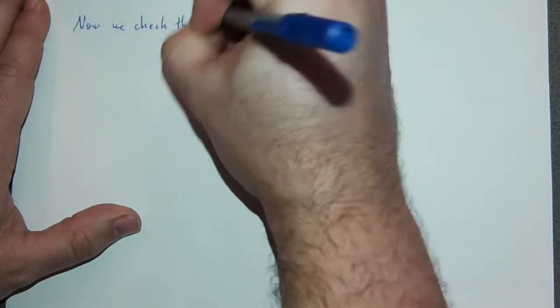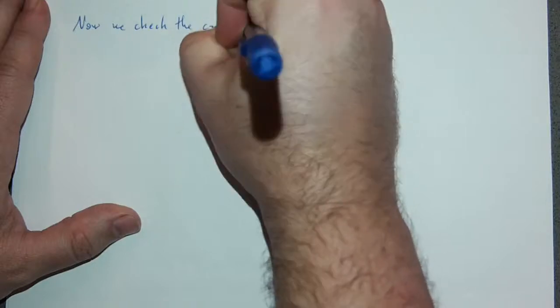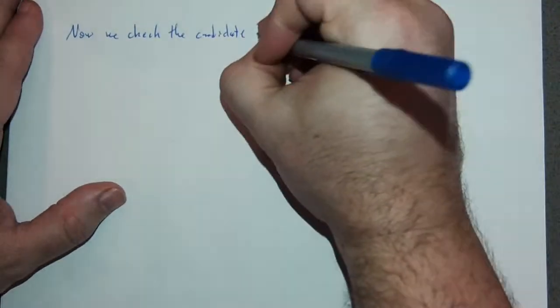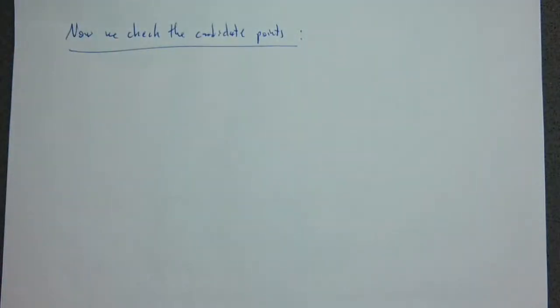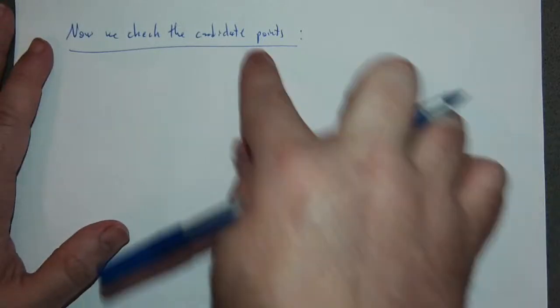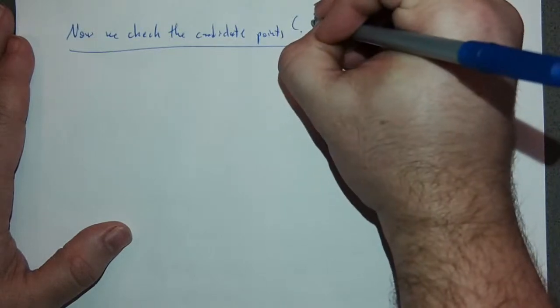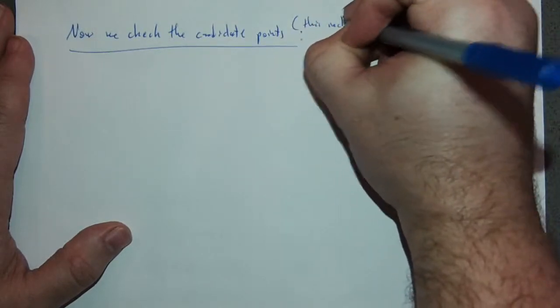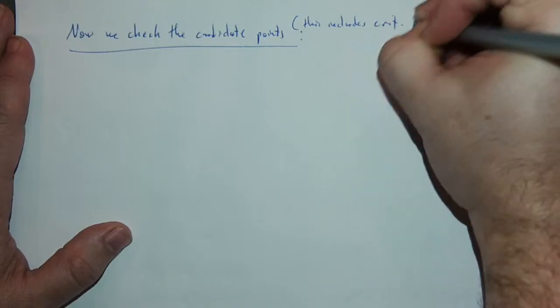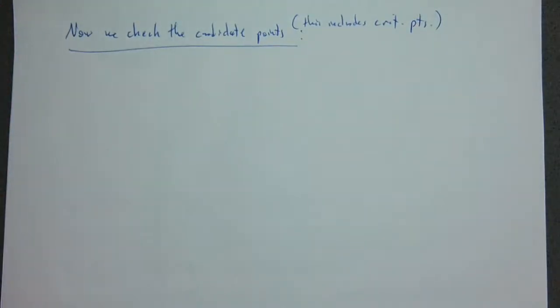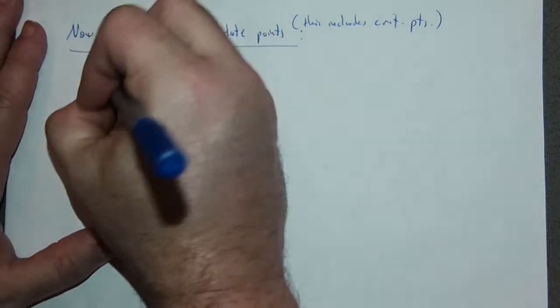So now we check the candidate points. Critical points are always candidates for this. In addition to any points you find doing the Lagrange multiplier method, the critical points are also a thing that you must check. So I should say candidate points. This includes critical points. Always. So what are my candidate points? Well, there's my critical point. I can go ahead and test that.